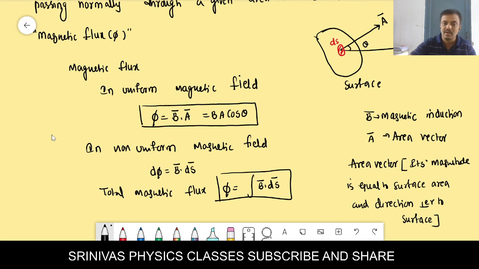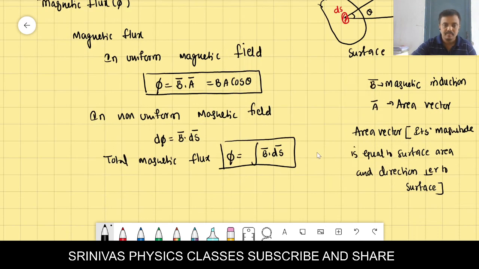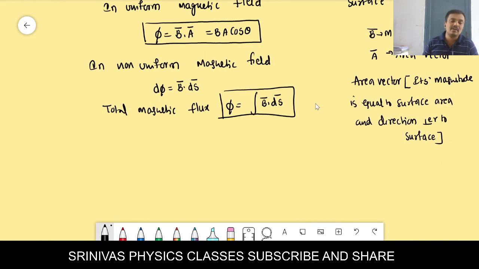Then what is the unit of this one? What is the electric flux formula? Electric flux formula is E bar dot A bar. The electric flux integration formula is integration E bar dot dS bar. Right? These are the electric flux formulas. Similar to this, it will be there.